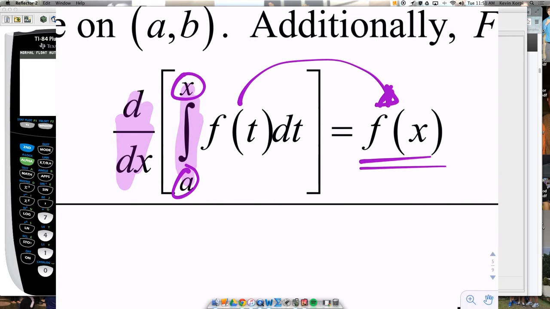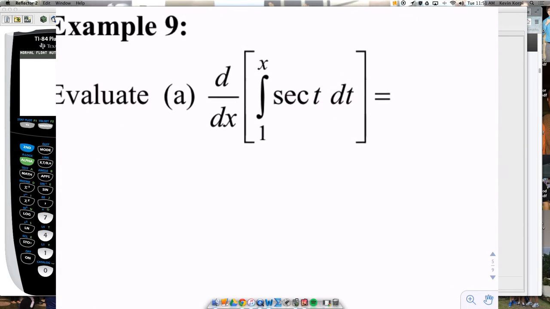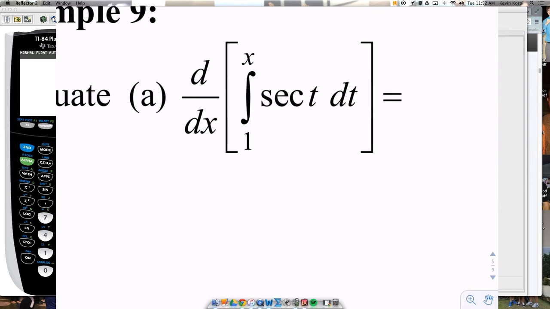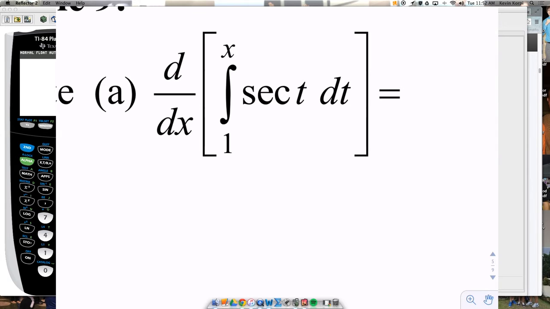Okay, you ready to try it out? I'm ready to try it out. Example 9a. The derivative with respect to x of the integral from 1 to x of secant of t. Any ideas?